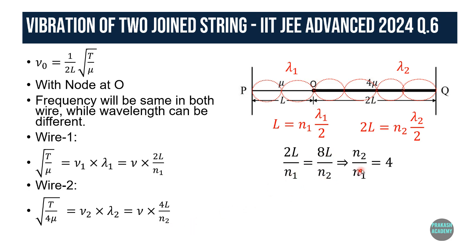So from here I can write n2 by n1 equals 4 by 1. So the minimum value of n1 is 1 and the minimum value of n2 is 4. So I can say n1 equals 1 and n2 equals 4. This means in this wire I will have only one loop, and in this wire I will have 4 loops.